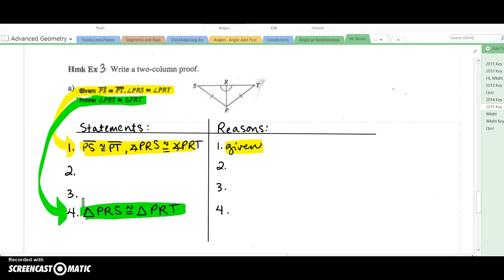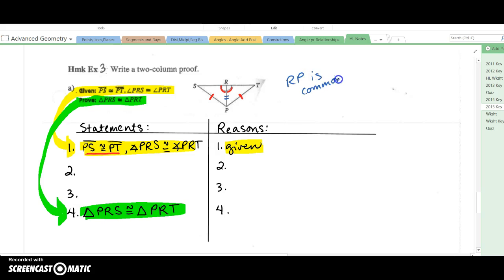All right, so from here, let's look at what's already marked up on our picture. They've marked up that SP and PT are congruent, and you can see that was in our given statement. We also have that angle PRS and angle PRT are congruent as well. So we're going to try to prove that these two triangles are congruent. Let's go through our checklist of items. We don't have arrows in this situation. We do not have vertical angles, but we do have a common side. RP is a common side.